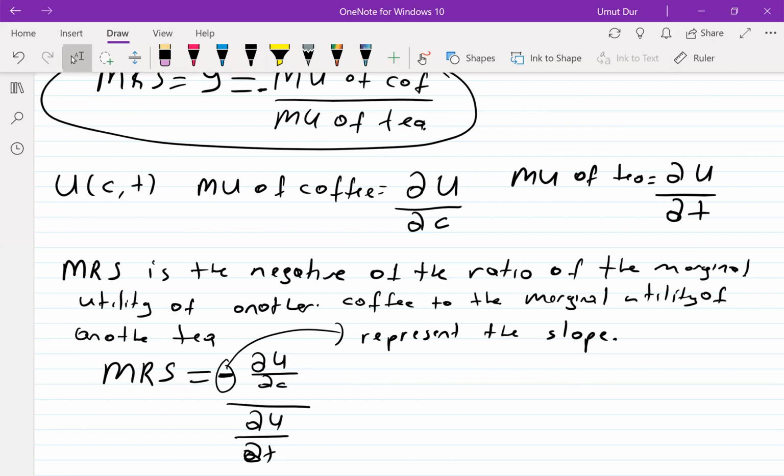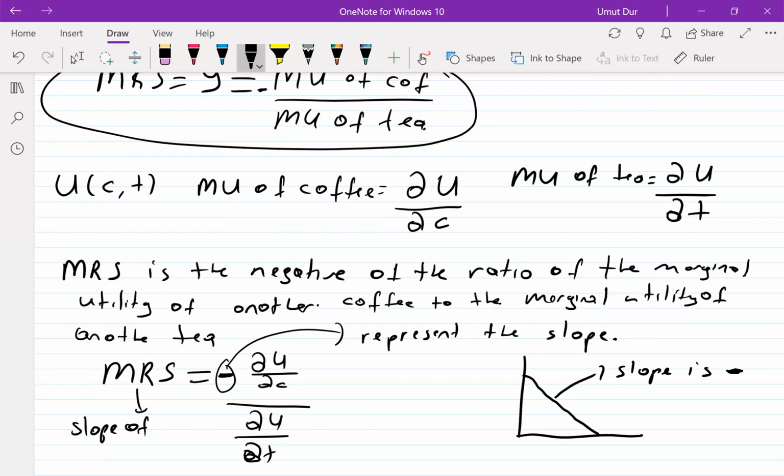So remember that. Whenever we have a line like this, the slope is negative. And the marginal rate of substitution is the slope of the indifference curve. Since our indifference curves are like this, and the slope is equal to the tangent, we will always have a negative sign there. So let's stop for a second here, and let me ask if you have any questions.